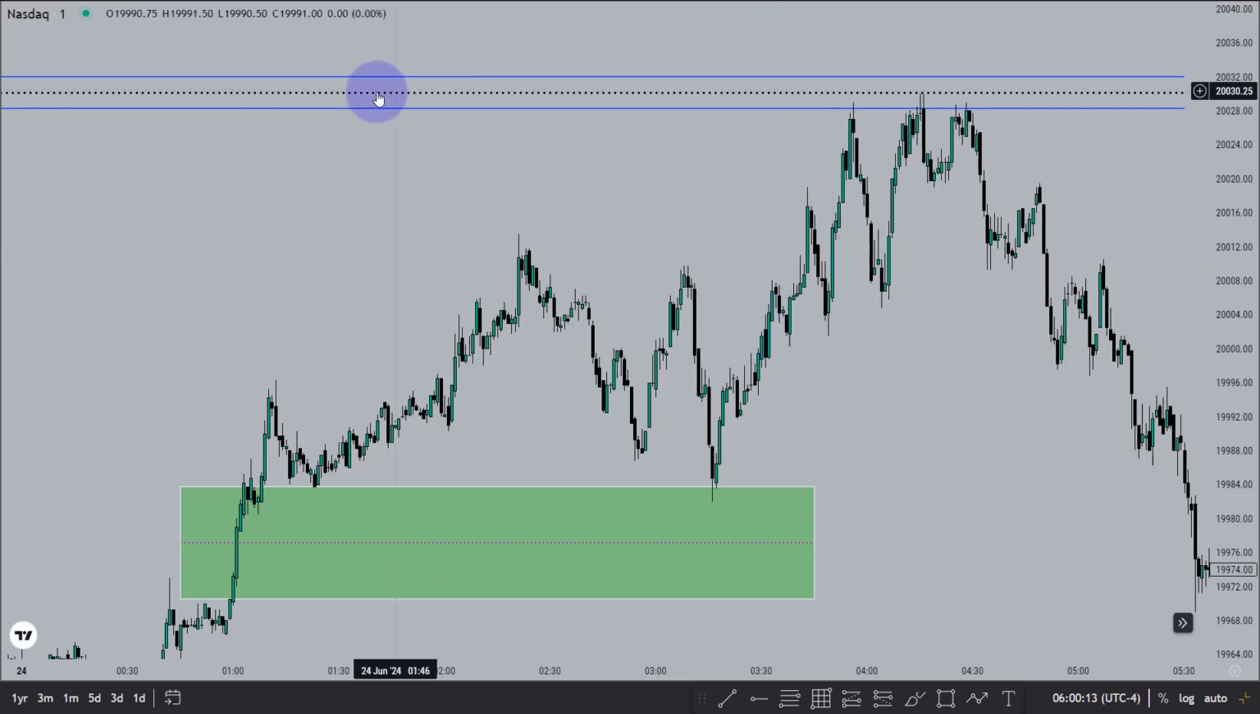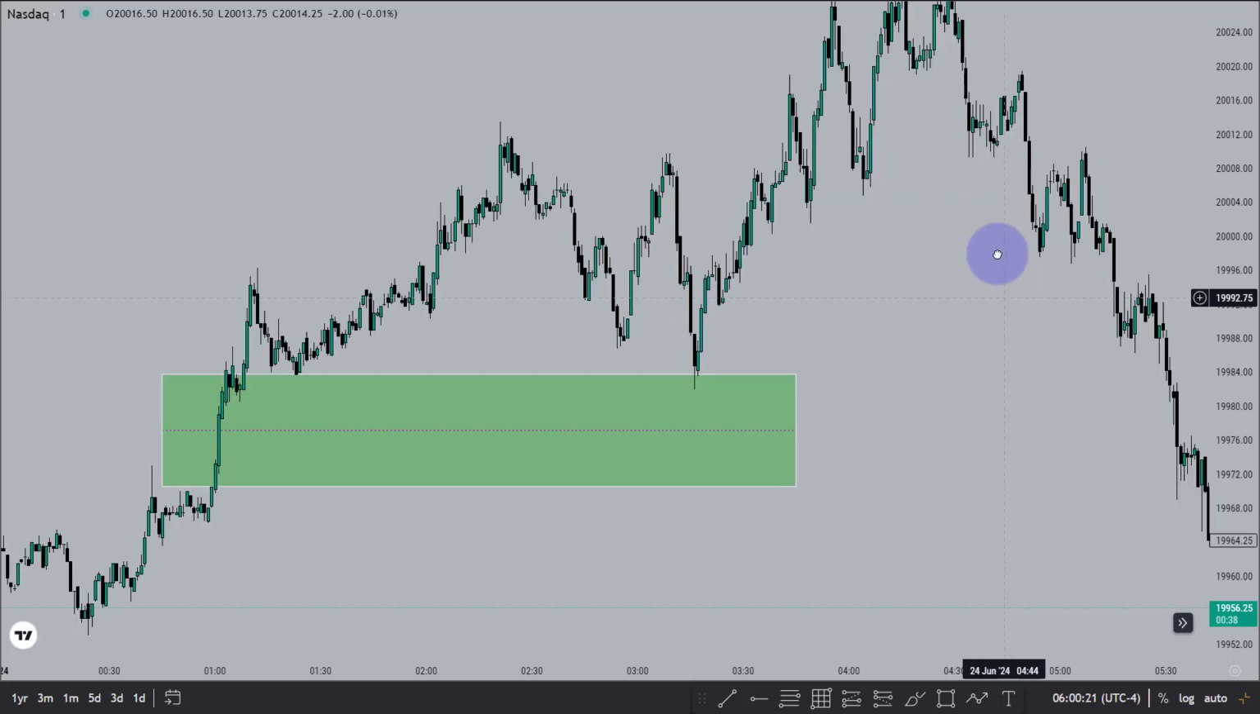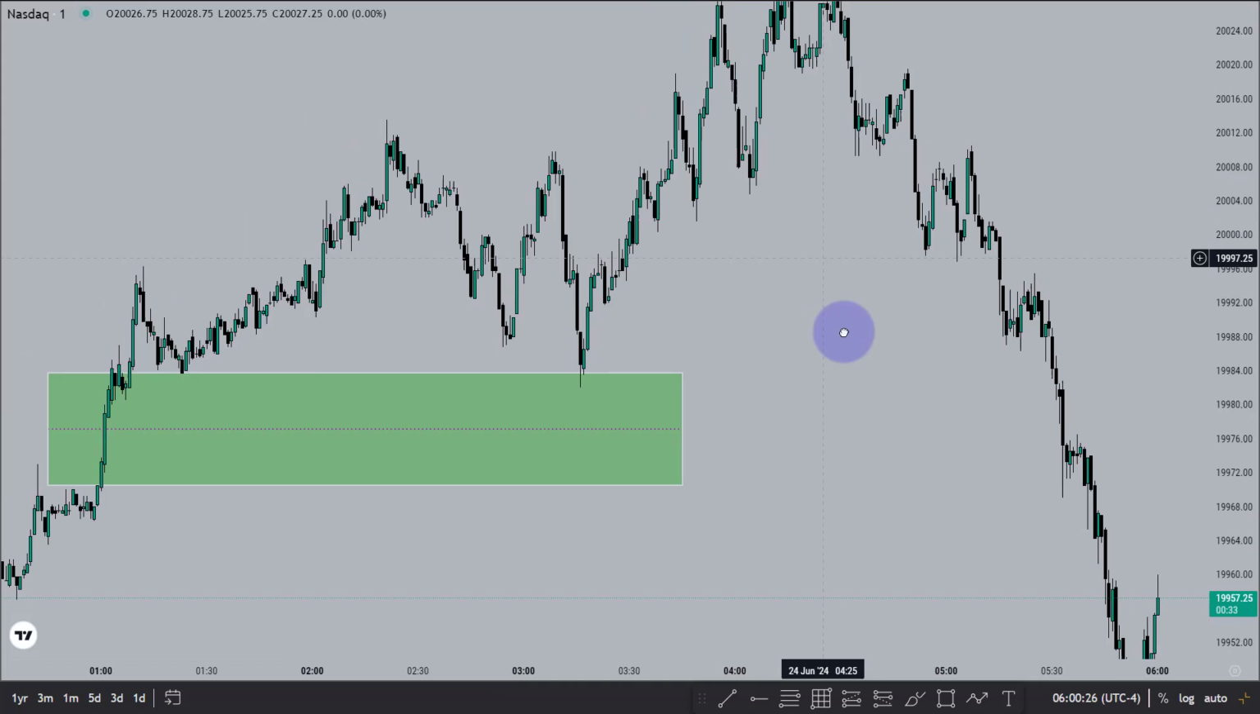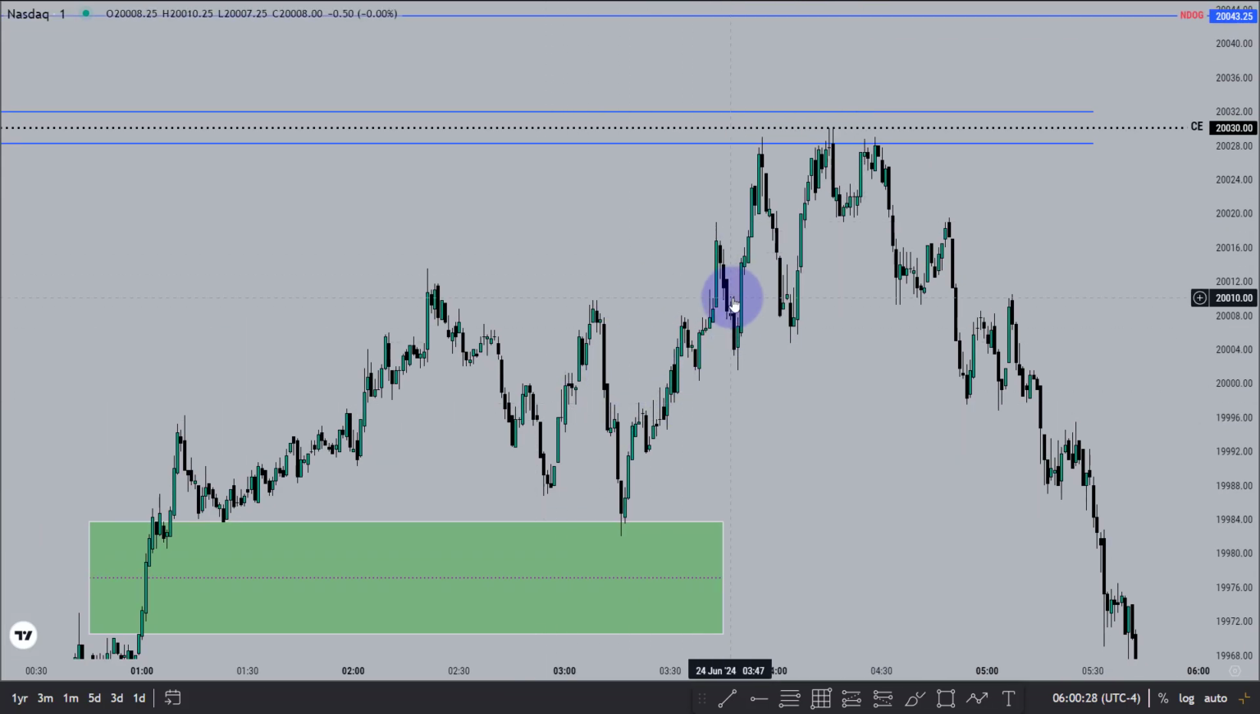From the 15-minute chart, I don't have any buy side liquidity, so I'm just unable to frame a buy setup. Instead of that, I will only look for a sell setup. The reason is I have this extreme sell side liquidity. At the same time, I know how the London session worked.